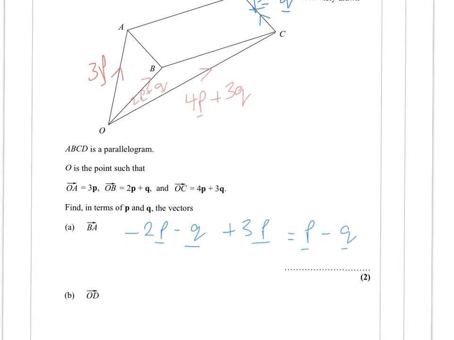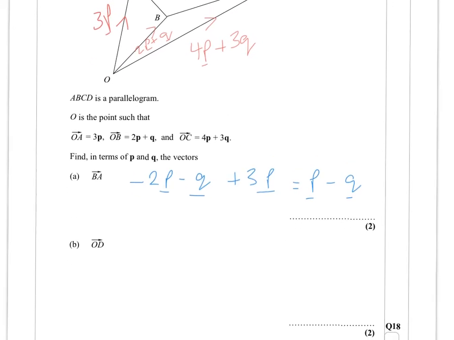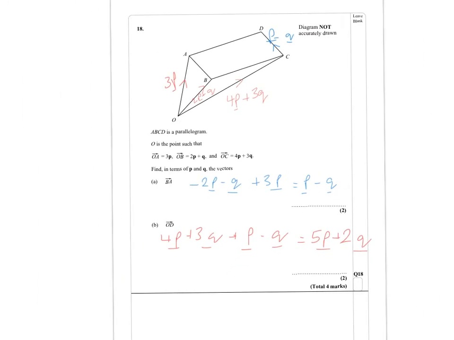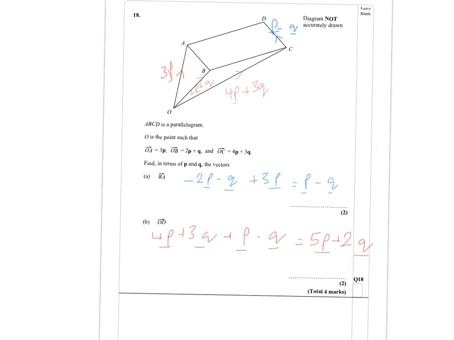So the answer is 4p plus 3q plus p minus q, which could be simplified to 4p plus a p, 5p, plus 2q. Okay, so 2 marks available for that one, 1 for the expression, and then 1 for simplifying.